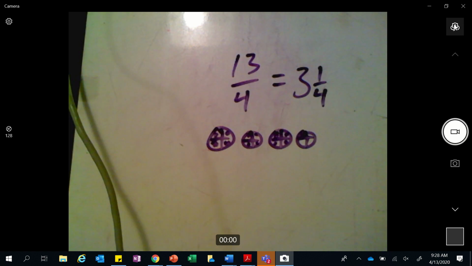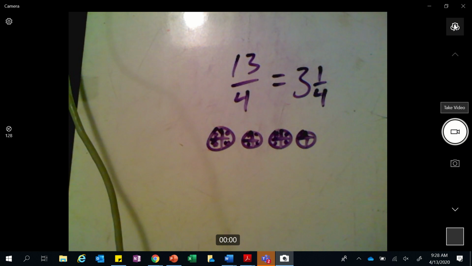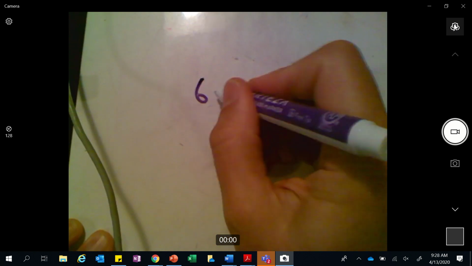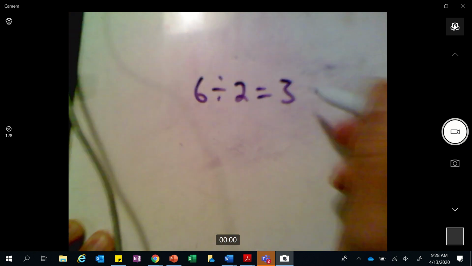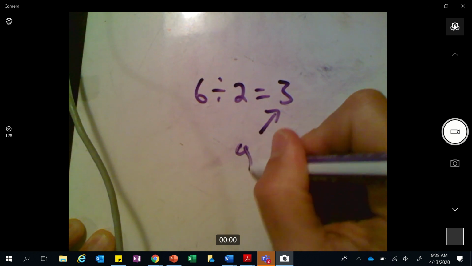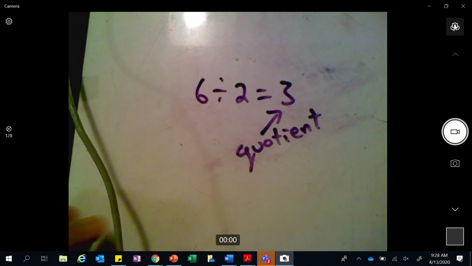What is a quotient? In this assignment here, you will come upon the word quotient. And a quotient means when something is divided. So if I have 6 divided by 2, my quotient is 3, right there.